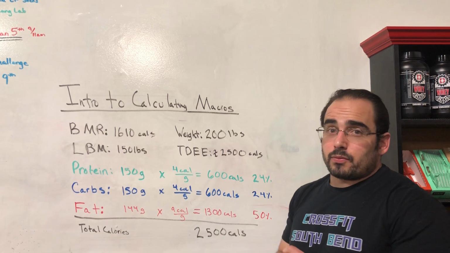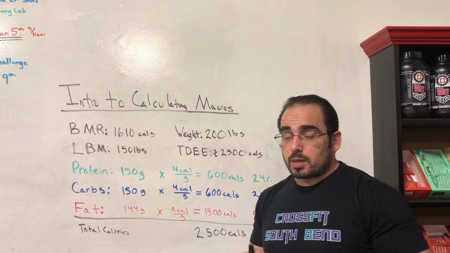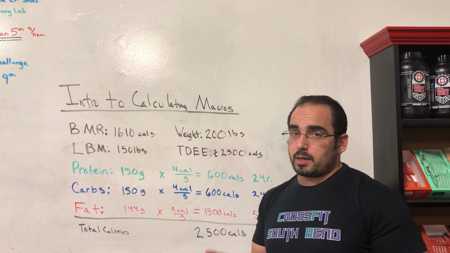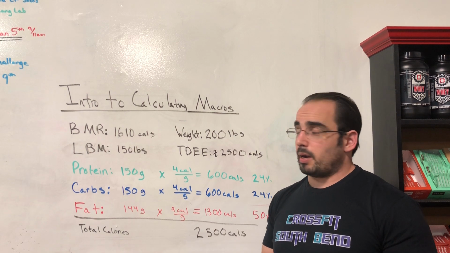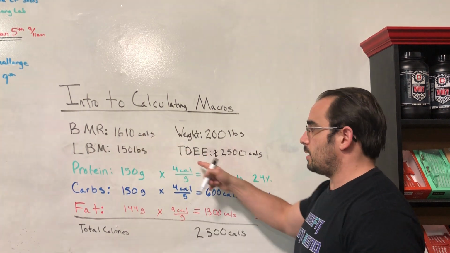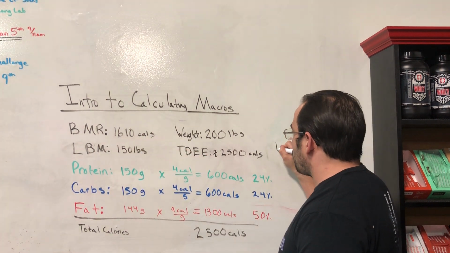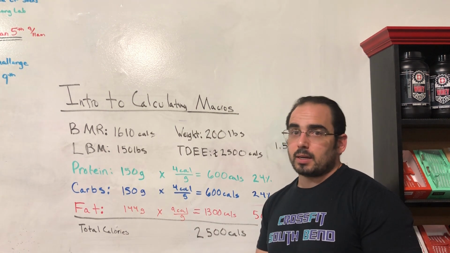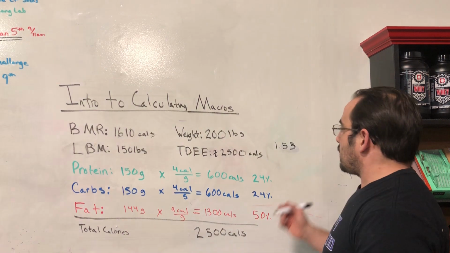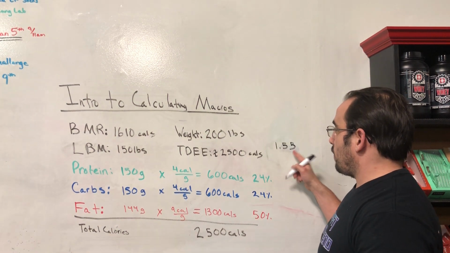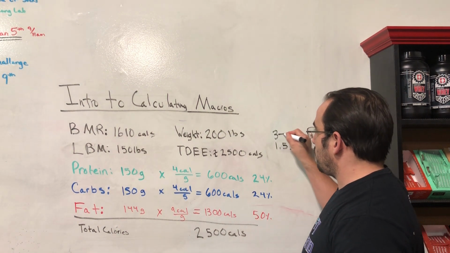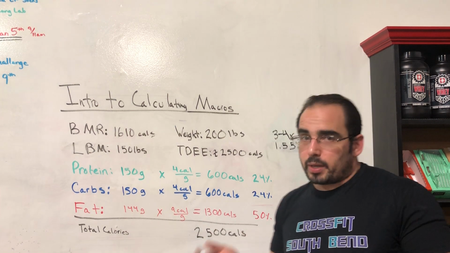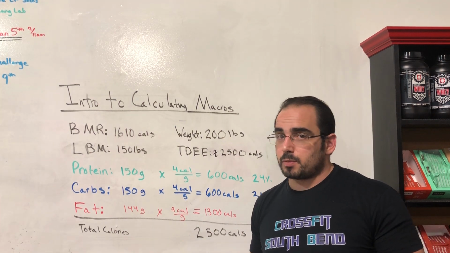So there's a series of multiplication factors that you can use depending on your activity levels to figure out how to get from this to this. For the overwhelming majority of people we work with, people who do CrossFit here or just generally work out, that multiplication factor is 1.55. This is for people who work out 3 to 4 times a week. It's a pretty good approximation for most people.